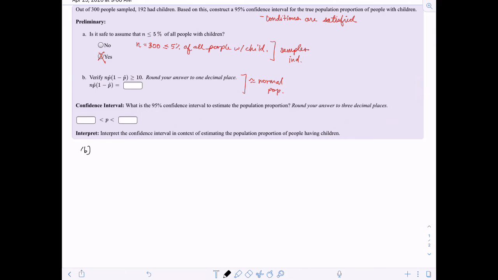So part B, we have to identify the sample size, which is 300. And we'll have to identify p hat. And p hat is just x over n. X would be the number of people who had children in the sample over the total number of people they sampled. So all you're going to do is put in the calculator 300 times 192 over 300 times 1 minus 192 over 300.